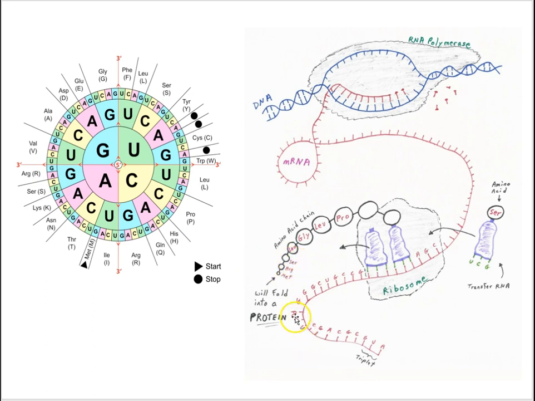Then we're going to have UUA. UUA, that's going to be leucine. And the fourth one is leucine. And then we're going to have GGG. GGG is glycine. Glycine is the next, and so on. So the messenger RNA sequence, the sequence of these triplets, determines the sequence of amino acids in the growing protein.